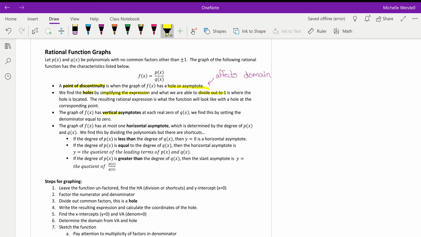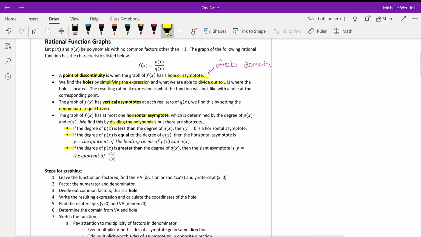You can get vertical asymptotes by setting the denominator equal to 0, and then we also have a horizontal asymptote, which you find by dividing the polynomials. There are also some shortcuts for that, and those go along with what happens when you divide the polynomials. So I'll show you that when we do an example.